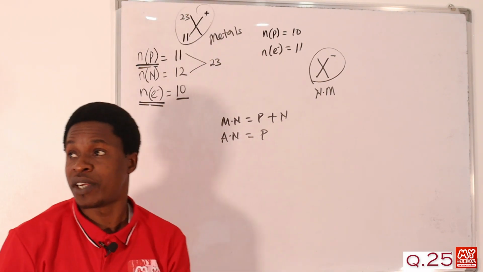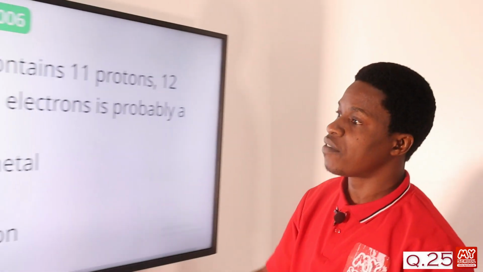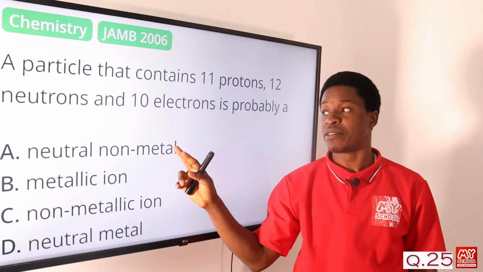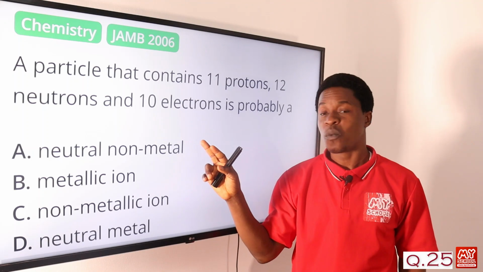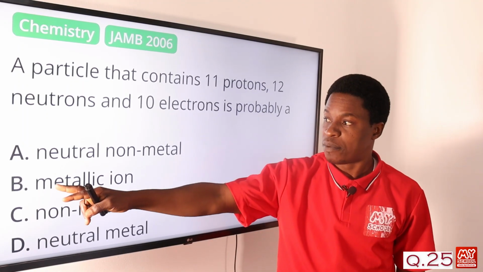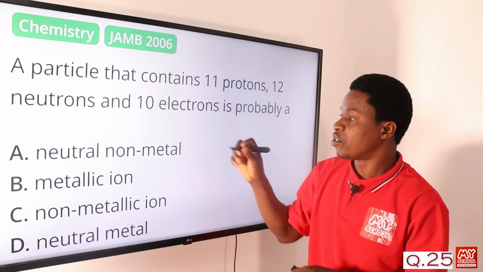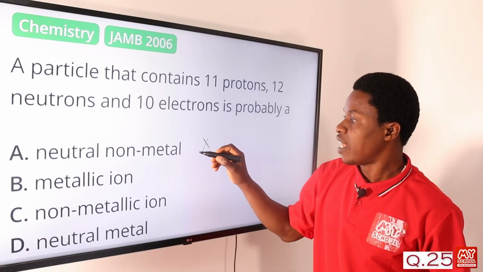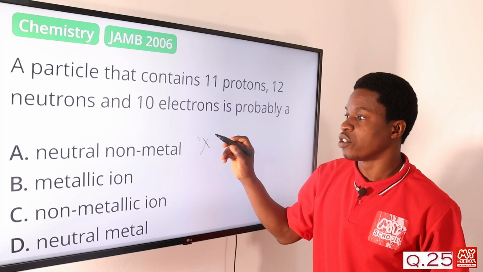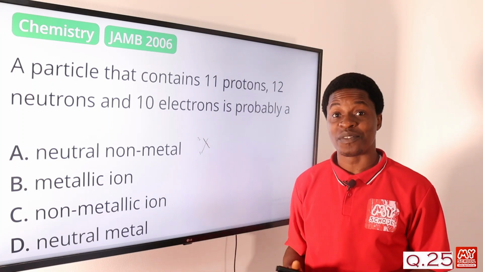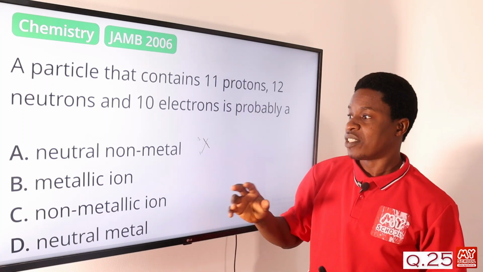So let's go back to the screen. Option A says we have a neutral non-metal. That's not a non-metal because the charge we had there was positive. If it were a neutral non-metal, it would have been just X, 11, 23. There will be no charge here because the number of protons would have been equal to the number of electrons. But it's not neutral.